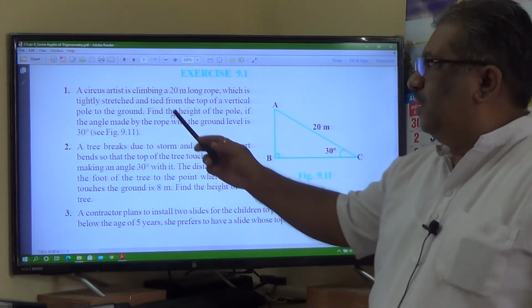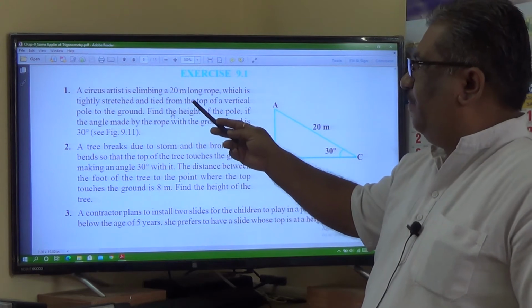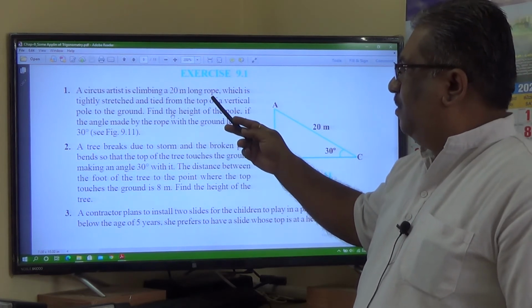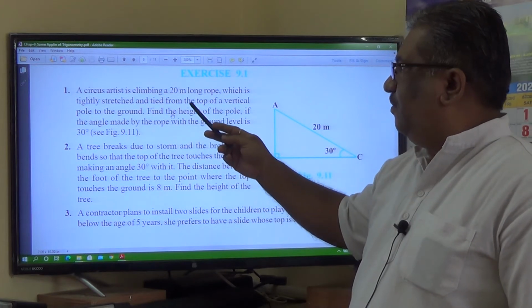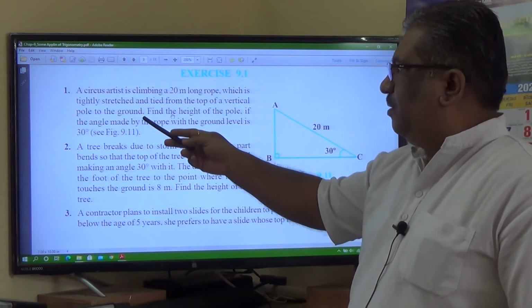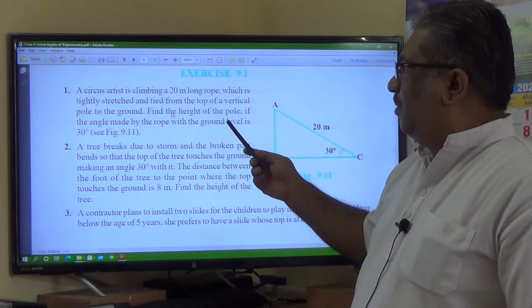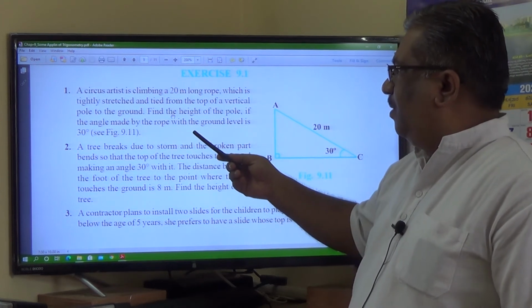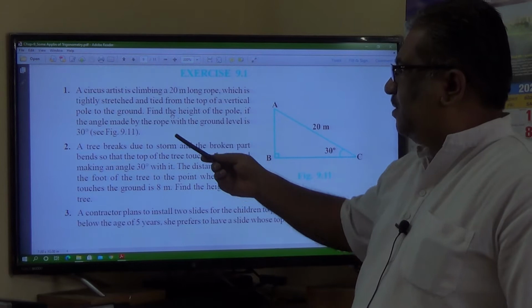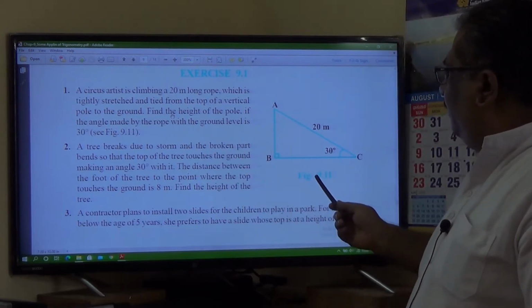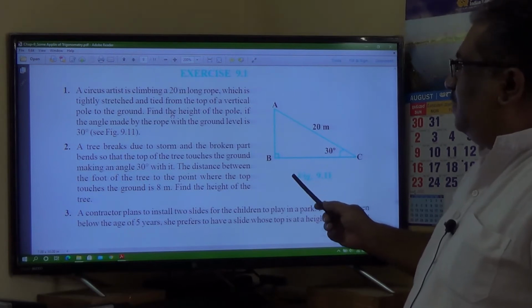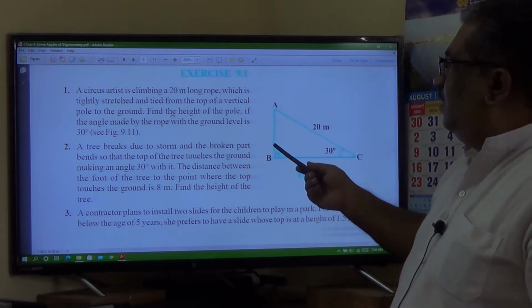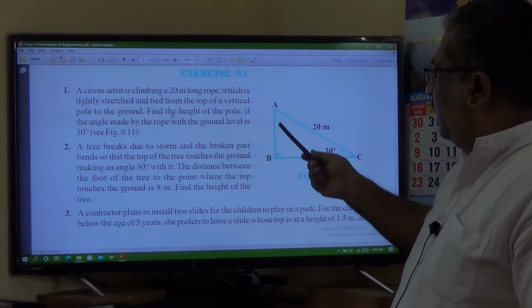A circus artist is climbing a 20-meter long rope which is tightly stretched and tied from the top of a vertical pole to the ground. Find the height of the pole if the angle made by the rope with the ground level is 30 degrees. Figure 9.11 is here. So this is the 20-meter rope making an angle of 30 degrees, and this is the pole. We need to find the height of the pole.